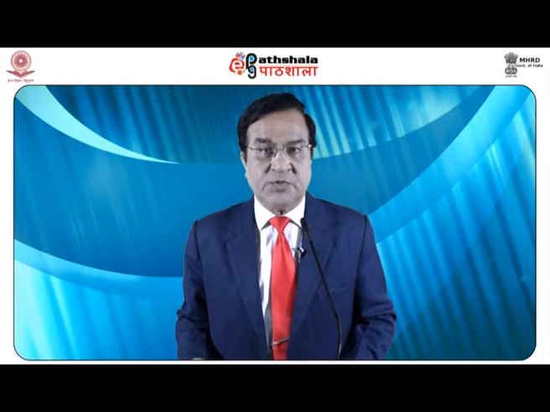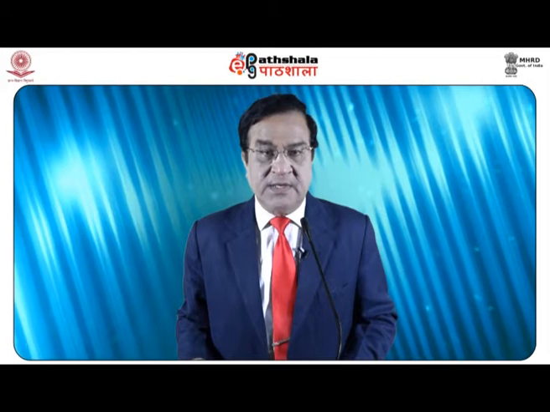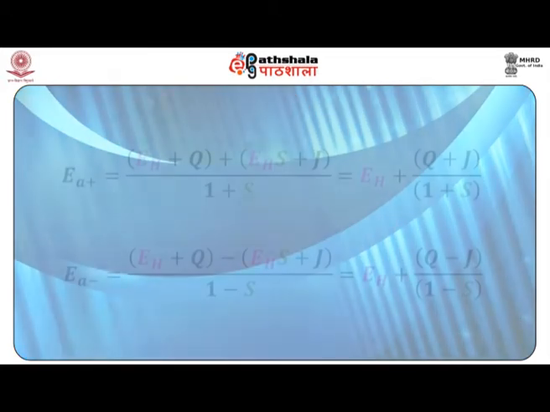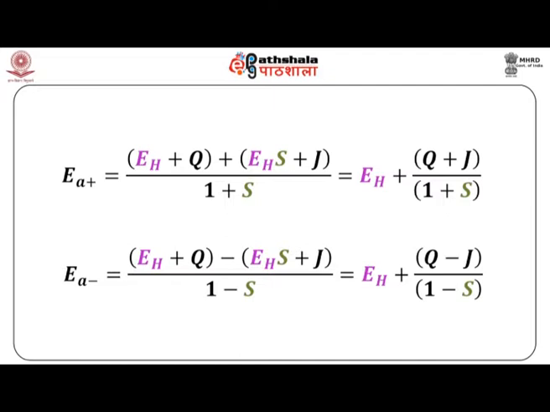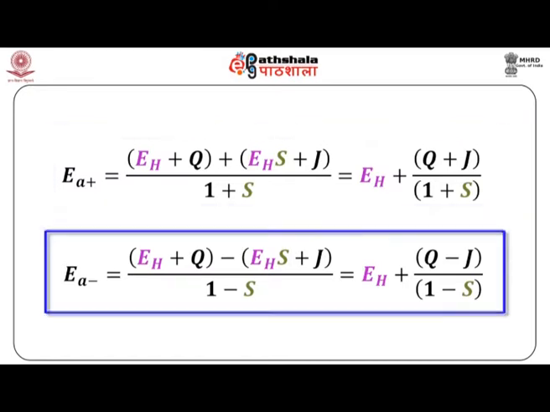Now if we substitute the values of HAA and HAB, we get two values of the energy. One is EA plus, which is given by EH plus Q plus J divided by 1 plus S. And the second energy, which is of the antibonding orbital, as we will see later on, is given by EH plus Q minus J upon 1 minus S.